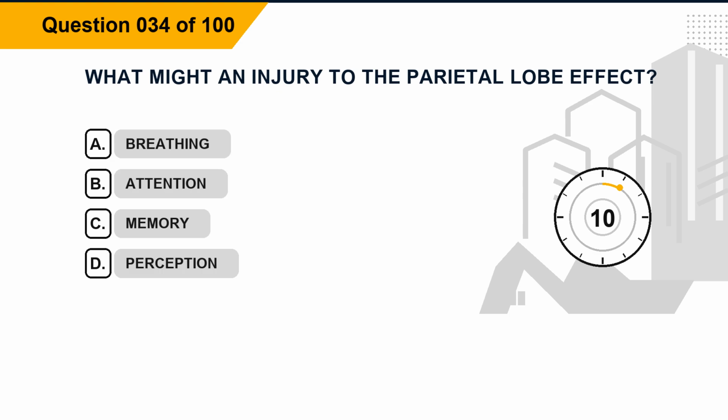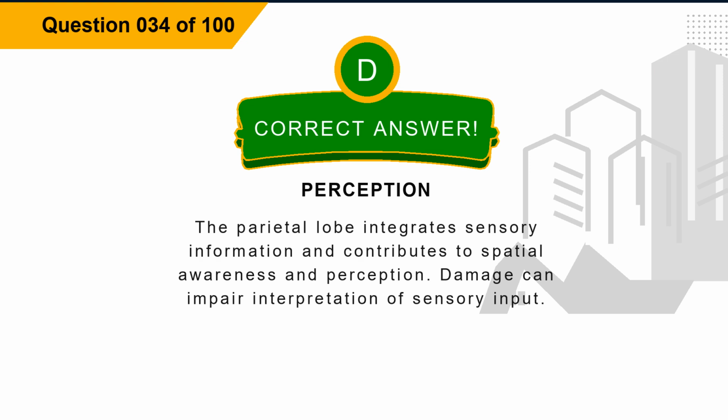Question 34. What might an injury to the parietal lobe affect? Option A, breathing. Option B, attention. Option C, memory. Option D, perception. The correct answer is option D, perception. Explanation. The parietal lobe integrates sensory information and contributes to spatial awareness and perception. Damage can impair interpretation of sensory input.